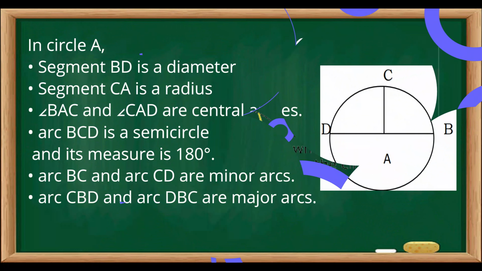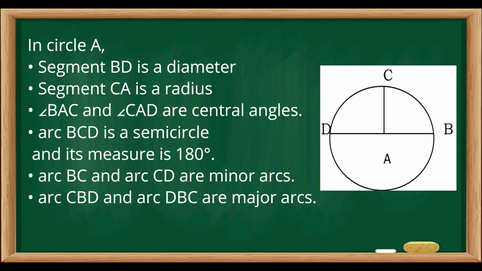Let us have an illustrative example. In circle A, segment BD is a diameter. Segment CA is a radius. Angle BAC and angle CAD are central angles. Arc BCD is a semicircle, and its measure is 180 degrees. Arc BC and arc CD are minor arcs. Arc CBD and arc DBC are major arcs.